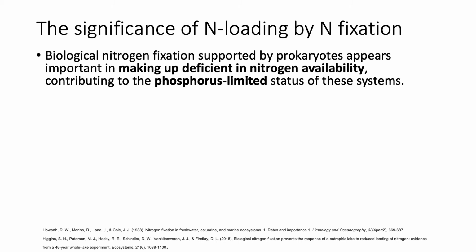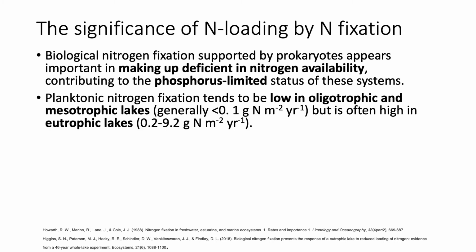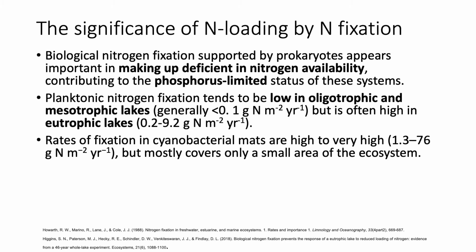It's saying that biological nitrogen fixation supported by prokaryotes appears important in making up deficient nitrogen availability, contributing to the phosphorus limiting status. And also, the planktonic nitrogen fixation tends to be low in oligotrophic and mesotrophic lakes, but it is often high in eutrophic lakes. And also the rate of fixation in cyanobacteria mats could be high to very high, but mostly occurs and covers only a small area of the ecosystem.